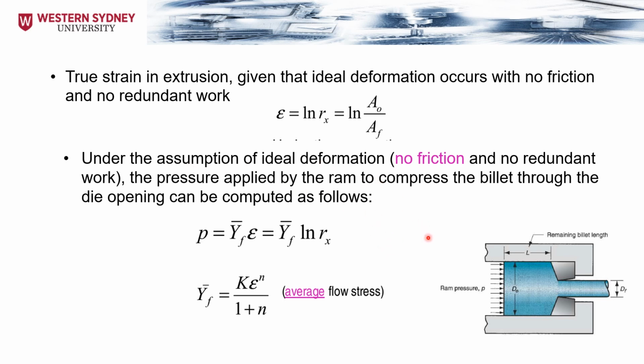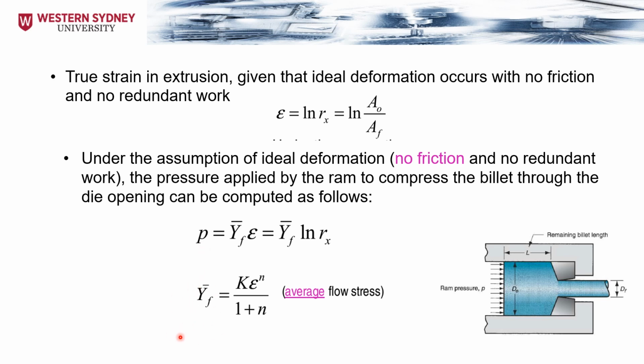Under the assumption of ideal deformation, I mean no friction and no redundant work, the pressure applied by the ram to compress the billet through the die opening can be computed as follows. Once again, this is for the direct case. The pressure is going to be equal to the average flow stress. Now you can see that we have a bar above the YF. So the average flow stress multiplied by the strain, or the average flow stress multiplied by the ln of Rx. This will give us the pressure.